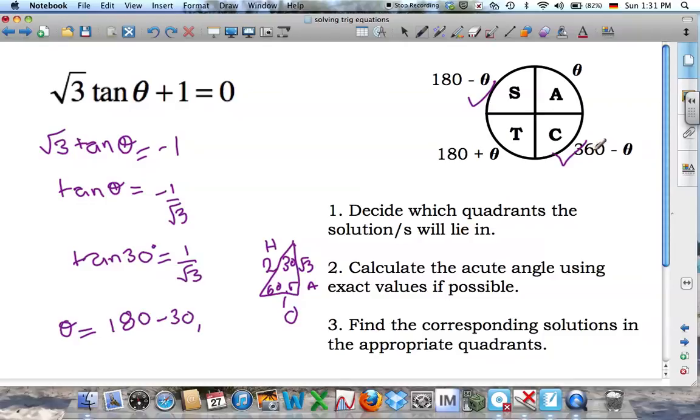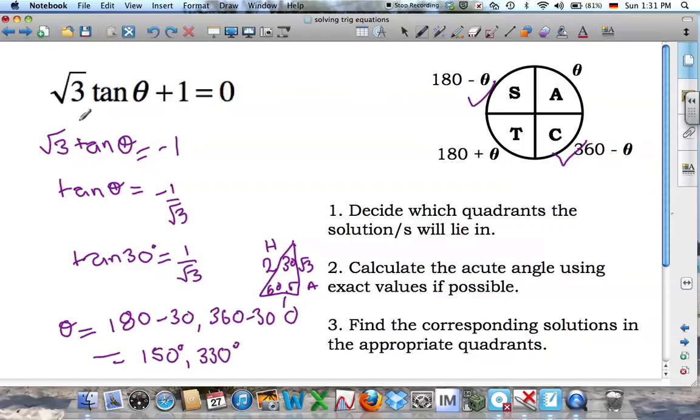And the other quadrant was the fourth quadrant. And I know in that quadrant, to find the matching angle, we always do 360 minus the acute angle. So minus 30. And then it's really easy. Just tidy that up. 180 minus 30 is 150. And 360 minus 30 is 330. So my two angles are 150 degrees and 330 degrees.